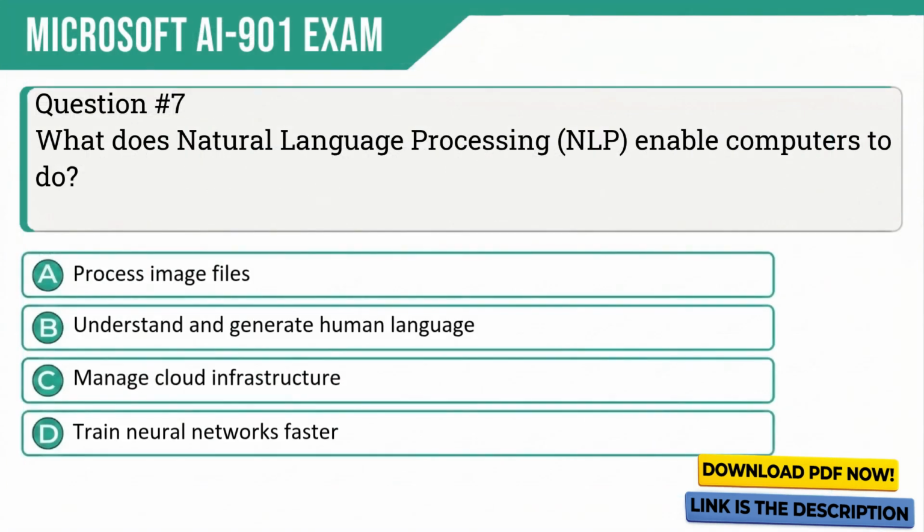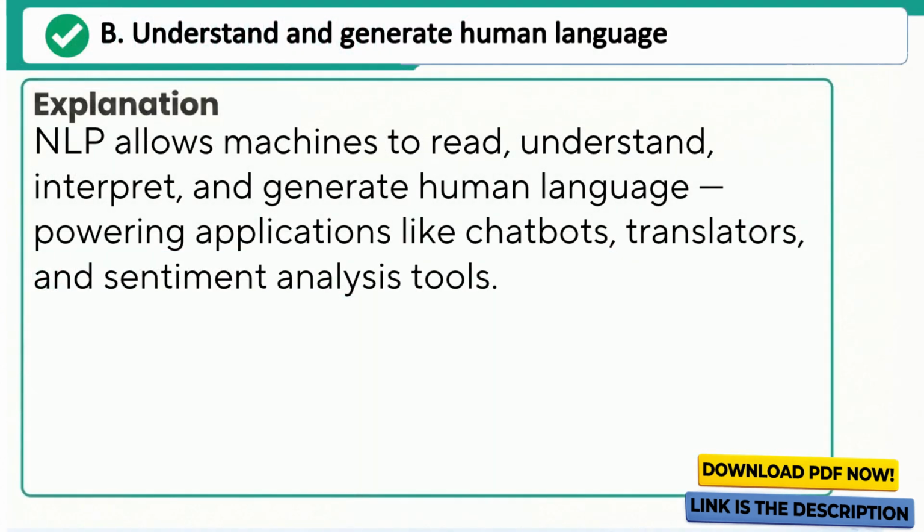Question number 7. What does natural language processing, NLP, enable computers to do? A. Process image files. B. Understand and generate human language. C. Manage cloud infrastructure. D. Train neural networks faster. Correct answer, B. Understand and generate human language. Explanation. NLP allows machines to read, understand, interpret, and generate human language, powering applications like chatbots, translators, and sentiment analysis tools.